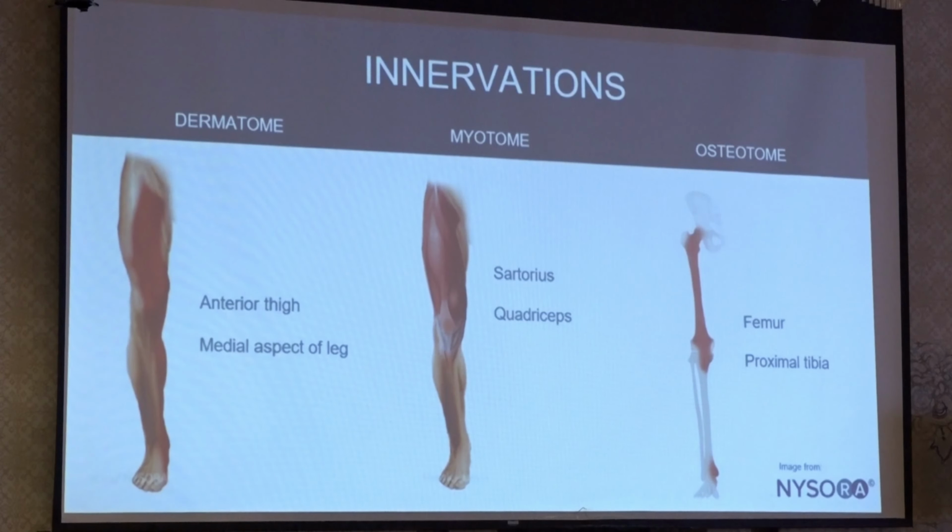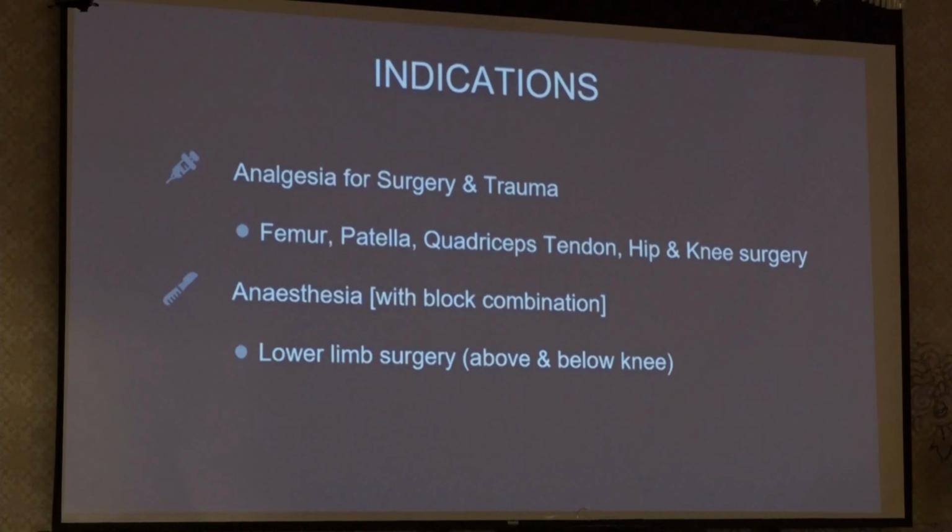For the innervation in terms of dermatome, it will innervate the anterior thigh, and as it goes distally, only the medial aspect of the leg, sparing all the other regions. For myotome, mostly it covers the extensors of the knee, which are the sartorius and quadriceps, and only those muscles, and does not have any myotomal innervation below the knee. Finally, the osteotome innervation is the anterior part of the femur, as well as the proximal tibia. So understanding those innervations will help us better understand the indication.